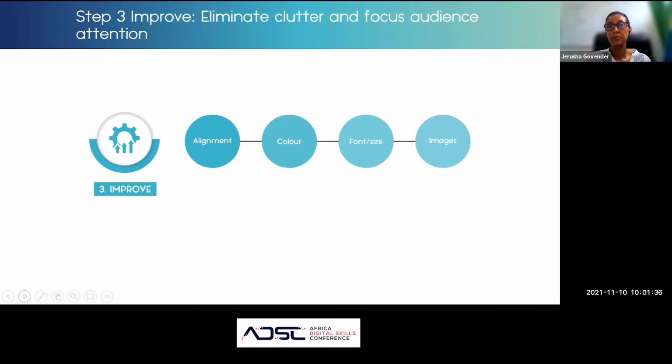Okay, so then your third step in creating the infographic is that you start improving. This is around eliminating the clutter and focusing on where you want your audience's attention to be focused. So what we do here is look at things like alignment, color, font size, and images, as these are enhancements to my infographic.